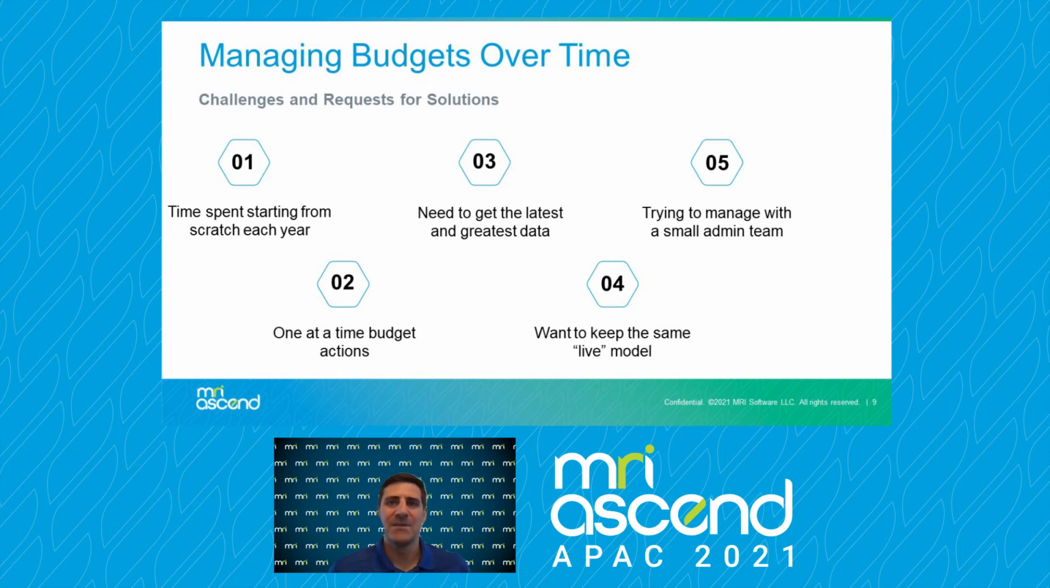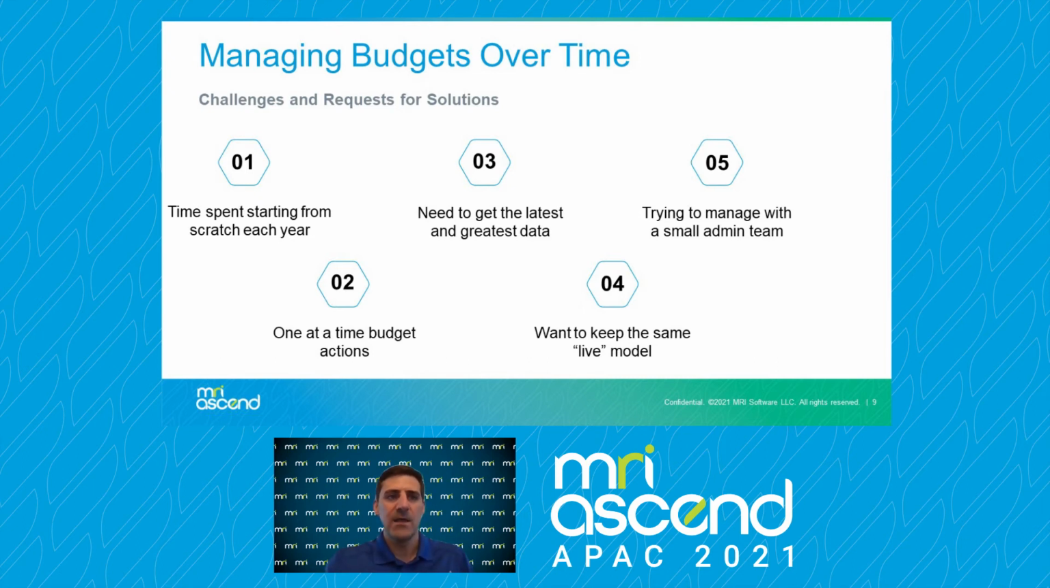Our users always want to have the latest and greatest data when doing a reforecast or doing a budget in the future. Number four, and this is a real big one just from my history of budgeting, is keeping the same live model. I was a big proponent of having the same budget living for years upon years in my previous lives, and that just made it easier so I could always look back at the history of the budget. And then lastly, attempting to manage the budgeting process with a small admin team can be very difficult if there's not a way to manage budgets in mass and keep that one living document.